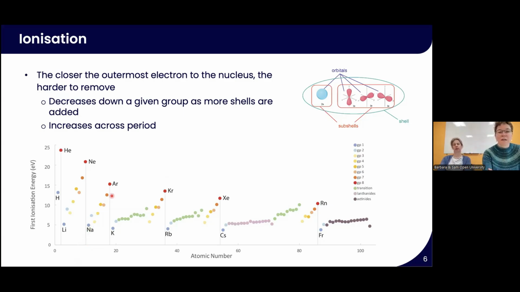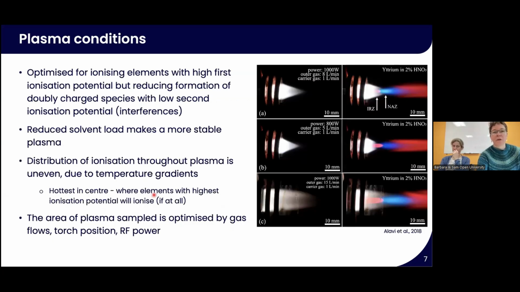And you can see this here, in each of the groups across the periodic table, the energy changes across the mass, and it increases across a period as well. This is important because we want to analyze mass to charge ratios. So it's important to consider the mass as well as the charge of the ions.